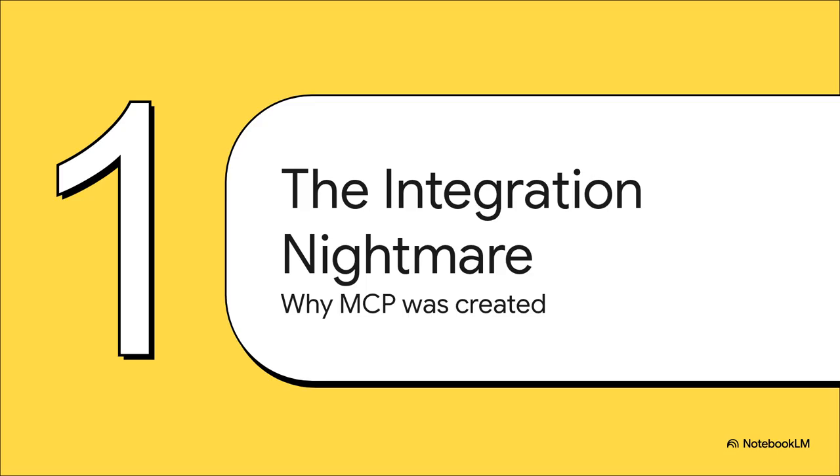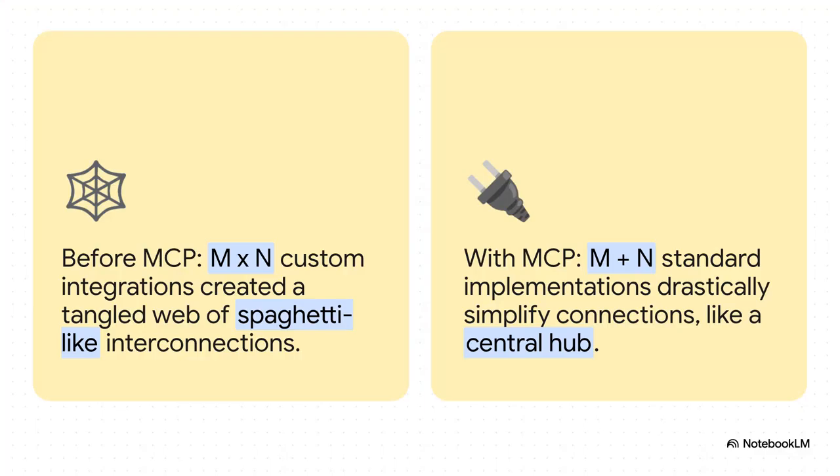But you might be thinking, why do we need a whole new protocol for this? Well, to really get why MCP is so important, you've got to understand the problem it solves. And trust me, it was a total integration nightmare. This image says it all, doesn't it? On the left, that's the world before MCP. If you had M AIs and N tools, you could end up needing M times N unique connections. It's a complete mess, a web of spaghetti code. Now look at the right. With MCP as this central hub, everything just plugs in once. It's clean, it's organized, and most importantly, it actually scales.